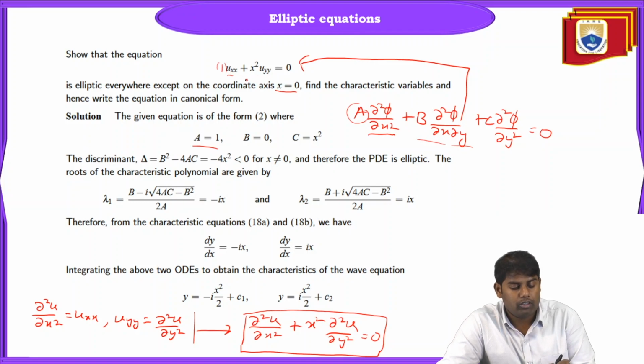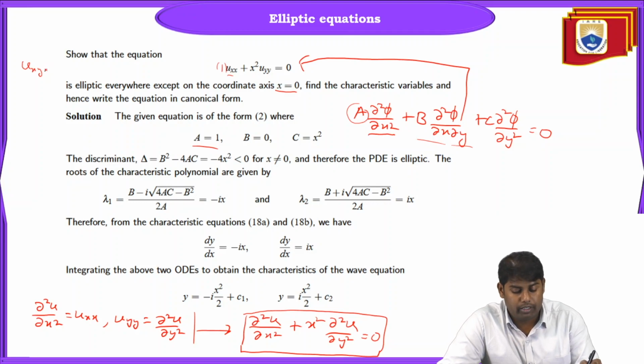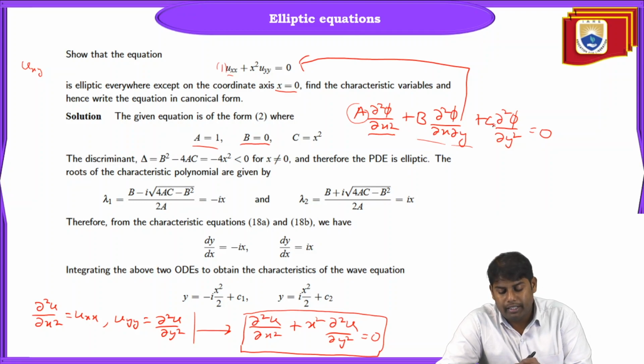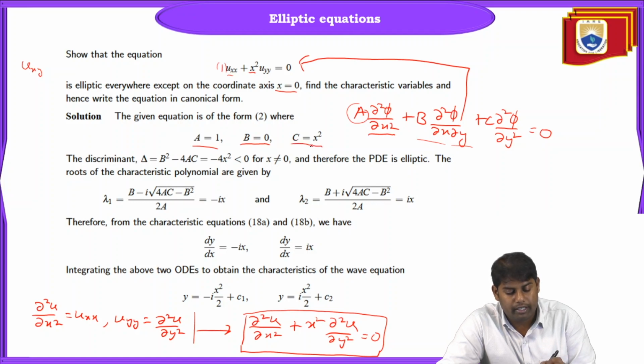If you have a dou x dou y term, then additionally you will have a term in u of x comma y, let's say. If you have it that way, then you can assume that you have a mixed derivative term. Since we don't have any mixed derivative term, the value of b is 0. And the value of c is equivalent to x square. So here it is written.